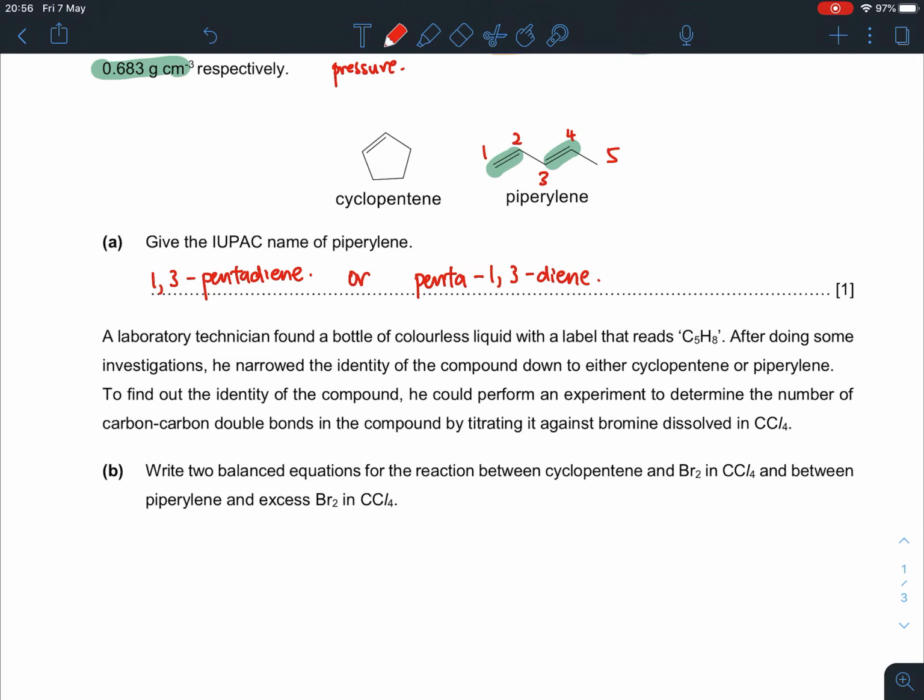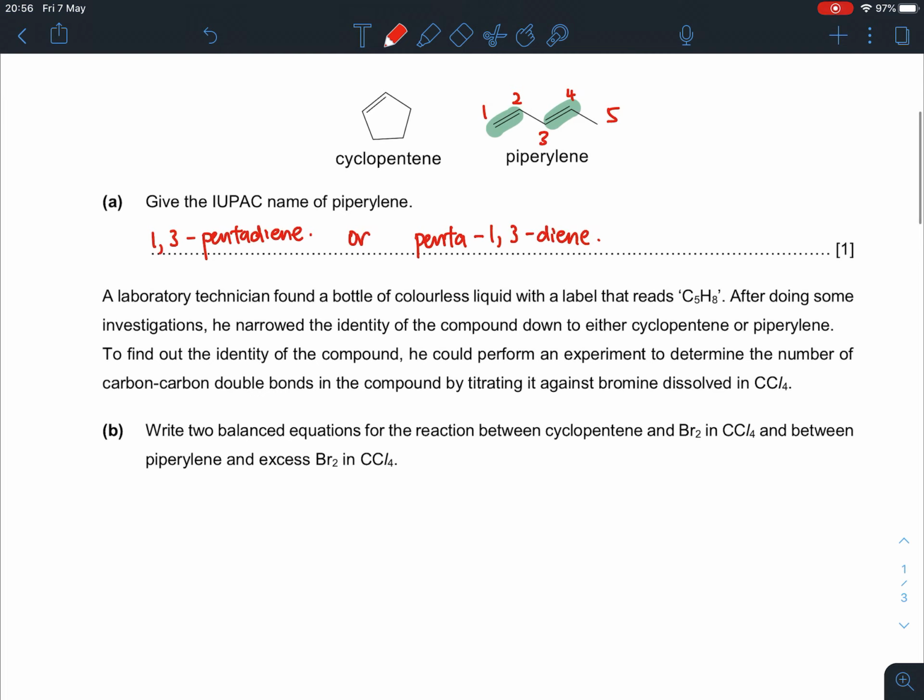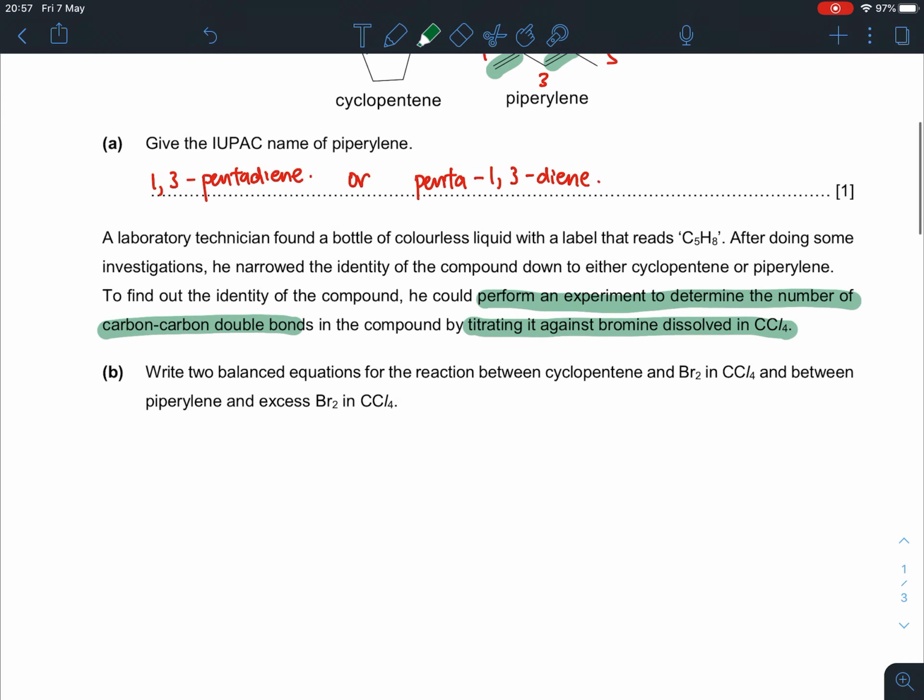Okay, and the question wants you to write equations. So it says that the liquid is labeled with C5H8, which you are not sure which is the specific identity, whether it is cyclopentene or piperylene. So in this case, the technician has to perform an experiment to determine the number of carbon-carbon double bonds by titration. Okay, so it's titrating with bromine dissolved in CCl4, which we have learned before. In such a case, the two equations for cyclopentene and piperylene would be as such.